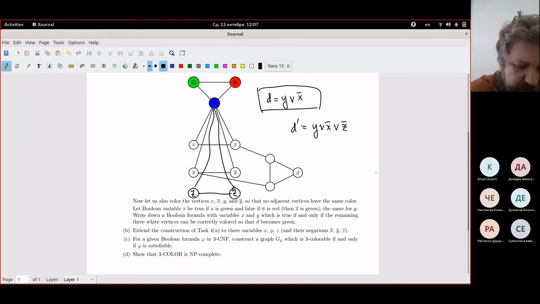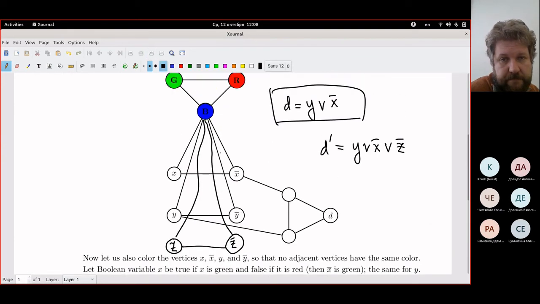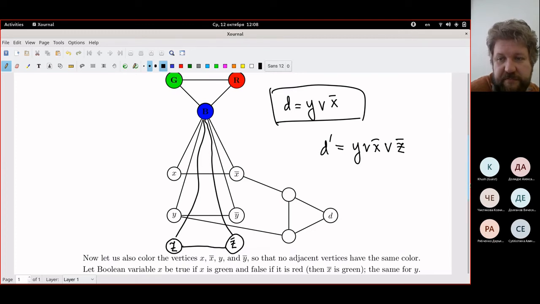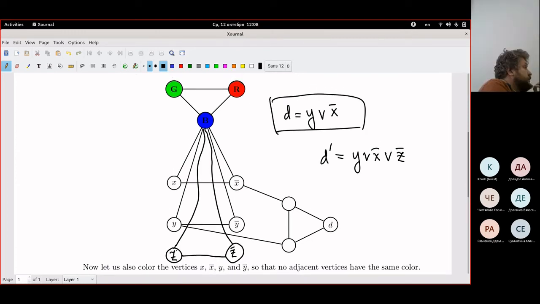So here is not Z, we'll make it a little better here. So it's... how can we implement this? We need a bigger gadget for that, right? So the idea is the same. We just need to add an additional one. Where?